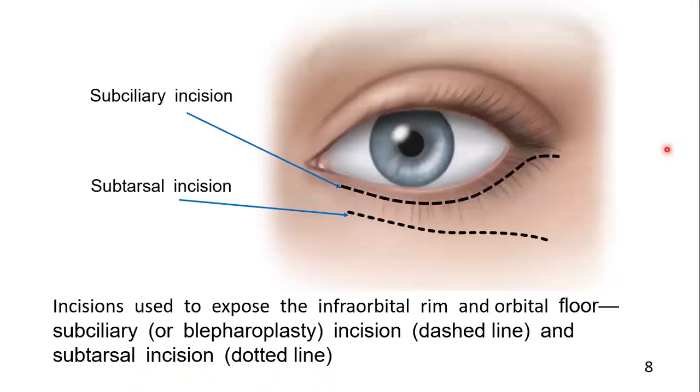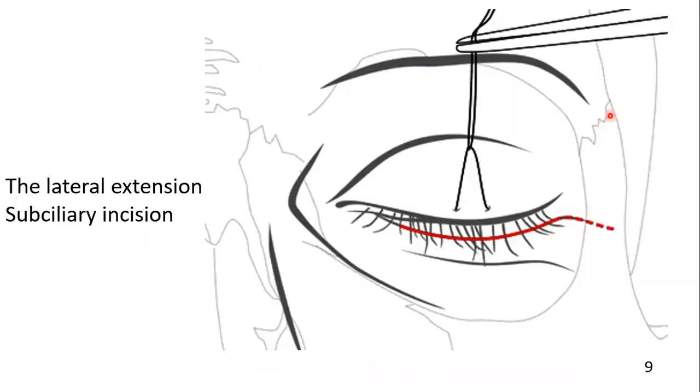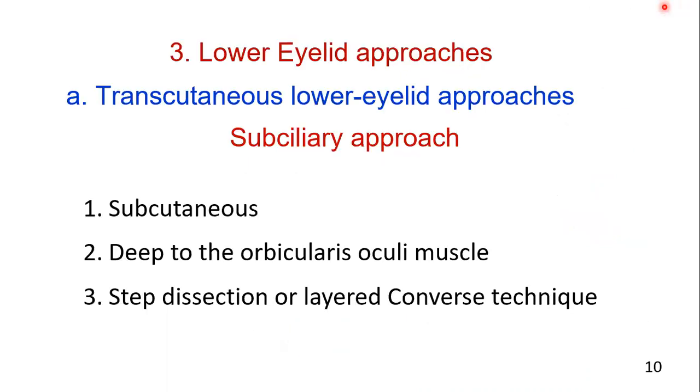Now this is another view. Here you can see the lateral extension of the subciliary incision. This lateral extension should be 1 to 1.5 centimeter. You can go up to 2 centimeter. We will discuss in the later part of this video. So as we said, the skin incision is made just below the eyelashes.